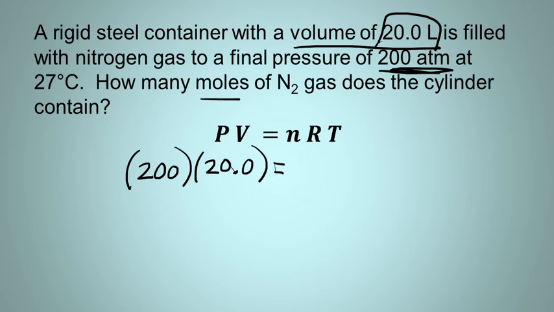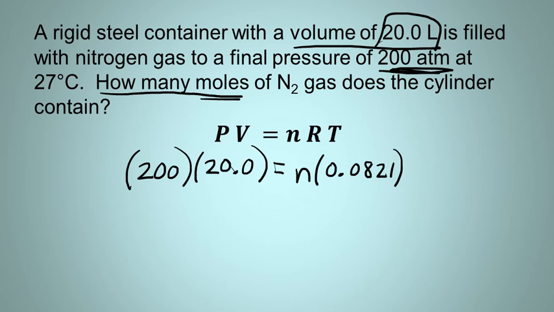N is the number of moles. And that's what we don't know. The question says how many moles. So we're going to solve for N in this problem. R is the universal gas constant, which is 0.0821. So we're going to put that in for R.